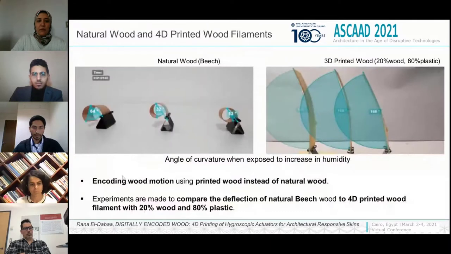In this paper, we'll be focusing on encoding wood motion using printed wood instead of natural wood. Experiments were made to compare natural beech wood and 3D printed wood with 80% plastic and 20% wooden filaments. This showed the ability to control the direction of printed wood as responsive actuators.